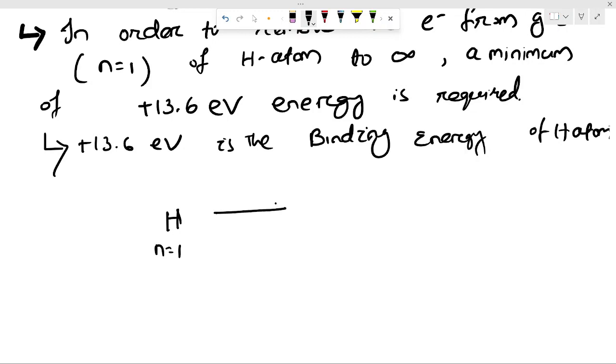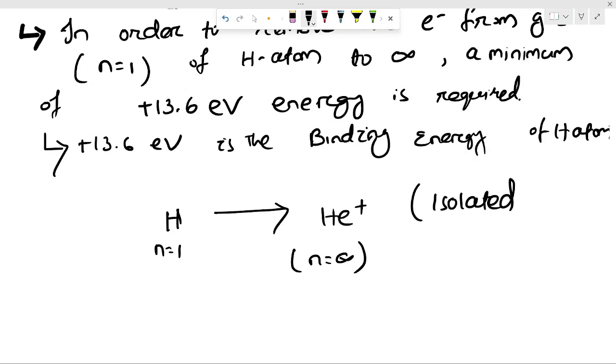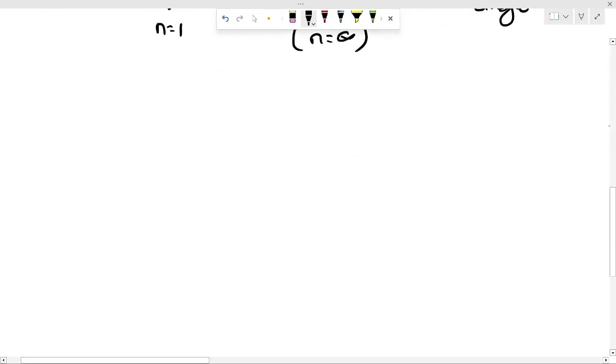I can also say it like this: in this example, n is equal to 1 hydrogen atom will become H plus, n is equal to infinity, for an isolated single hydrogen atom, isn't it? Yes. Okay, you can also do this energy level diagram for hydrogen-like atoms, like lithium 2 plus, beryllium 3 plus. Okay, you can do that for them.